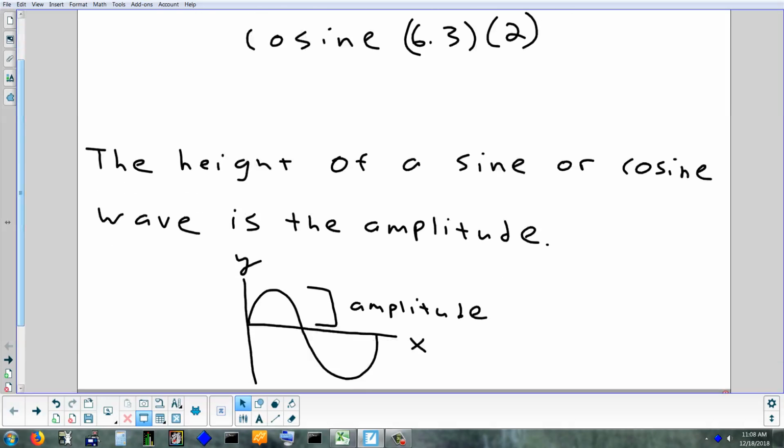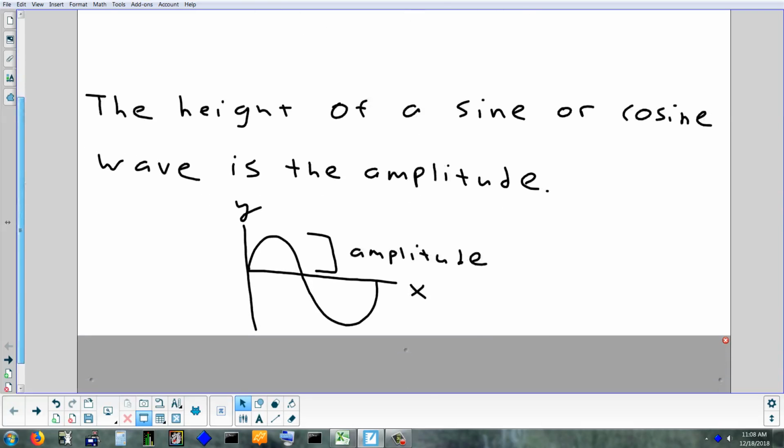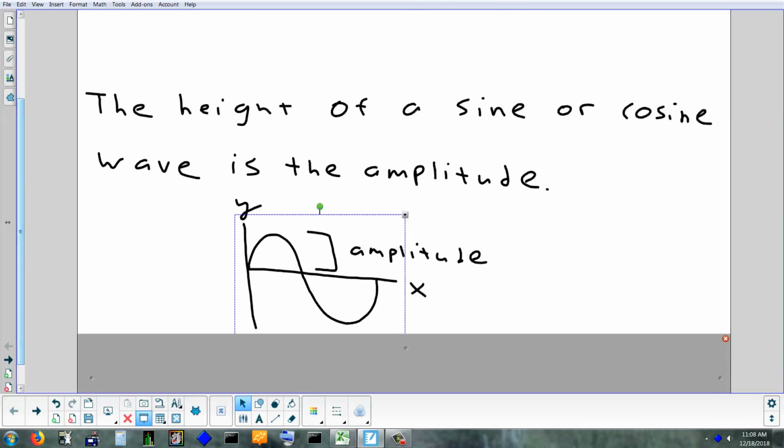All right, so first thing I'm going to talk about is what's called the amplitude. The amplitude of a sine or a cosine wave. Sine and cosine are the only two trig functions that have an amplitude. The reason the other trig functions don't, we'll see that on Thursday, but I might have shown you a picture yesterday. The other trig functions don't look like waves. So the amplitude basically measures the distance from the center line to the highest point, or from the center line to the lowest point. Same thing.